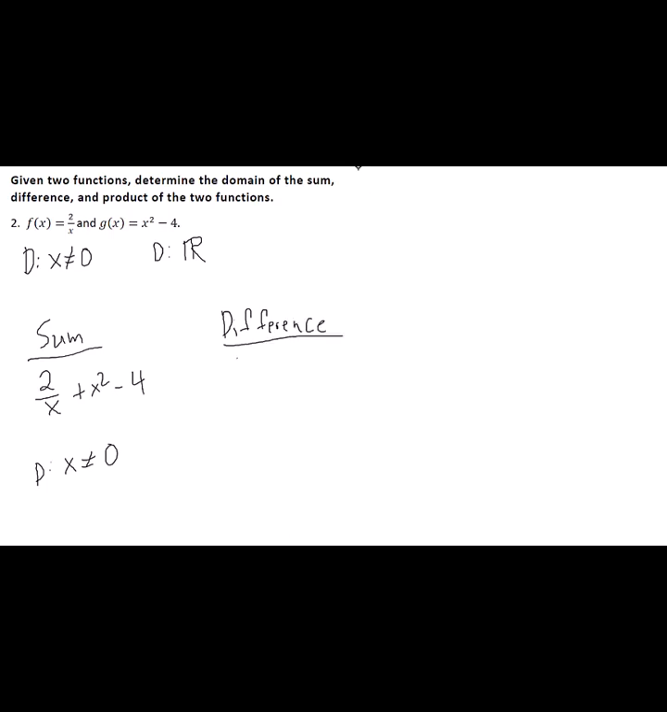So you have 2 over x minus x squared minus 4, which would be 2 over x minus x squared plus 4. And again, only restriction here is x cannot equal 0. All right, now let's do product.